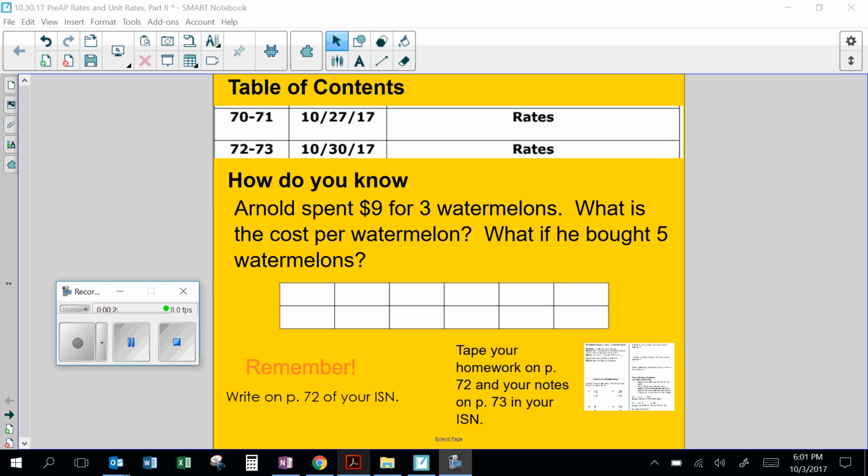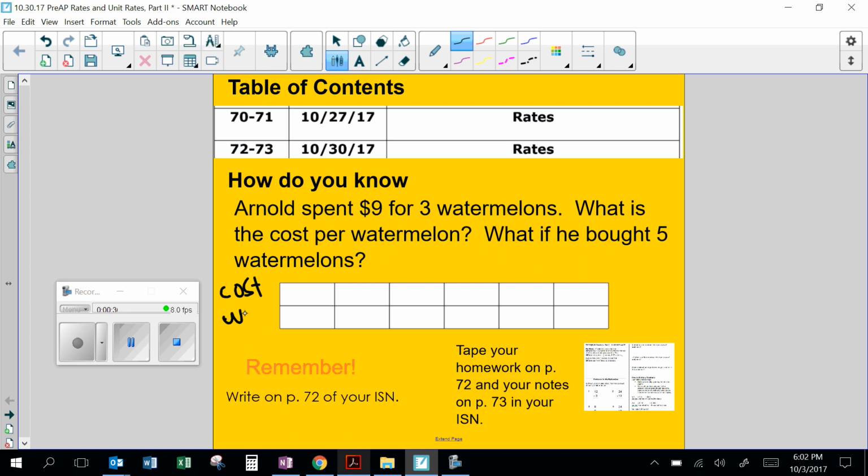So here is a table. You could use a table if that's what you choose. Maybe you don't want to use it, but I'm going to use a table. So this table is about cost and about the number of watermelon, WM. So it costs $9 for 3 watermelon.